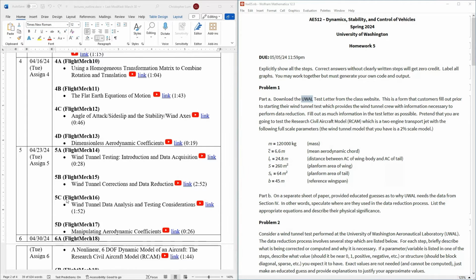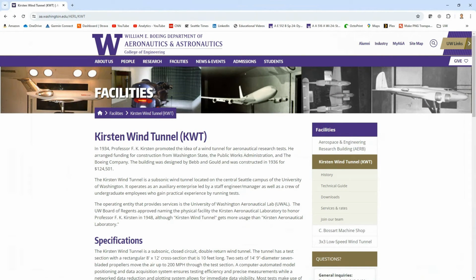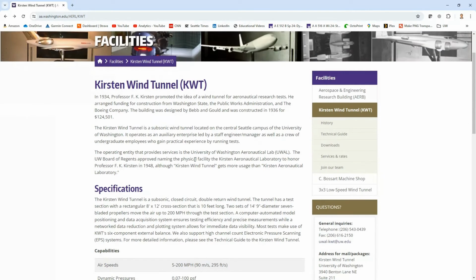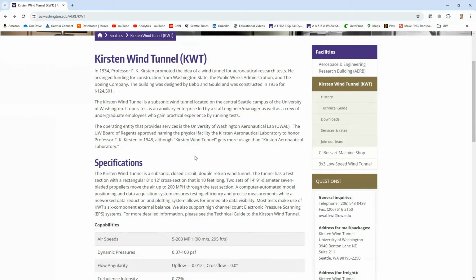The University of Washington Kirsten Wind Tunnel is a place that you might go to actually conduct a wind tunnel test. You can see there are a lot of pictures up here, and we're going to talk about what some of these models are in the video. But you can go here if you're an engineer and you want to conduct a wind tunnel test. Fun fact, I actually got a chance to work at this wind tunnel for about 3 years when I was an undergraduate at the University of Washington. It's a great place. Students run a lot of the testing.